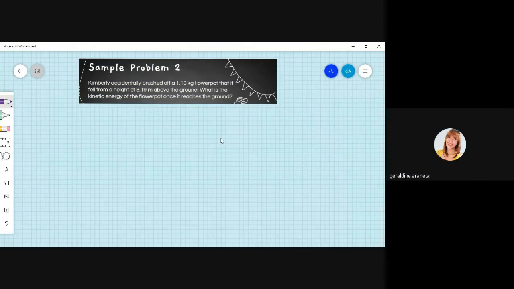Next problem, we have sample problem number 2. Kimberly accidentally brushed off a 1.10 kilogram flower pot that it fell from a height of 8.19 meters above the ground. What is the kinetic energy of the flower pot once it reaches the ground?